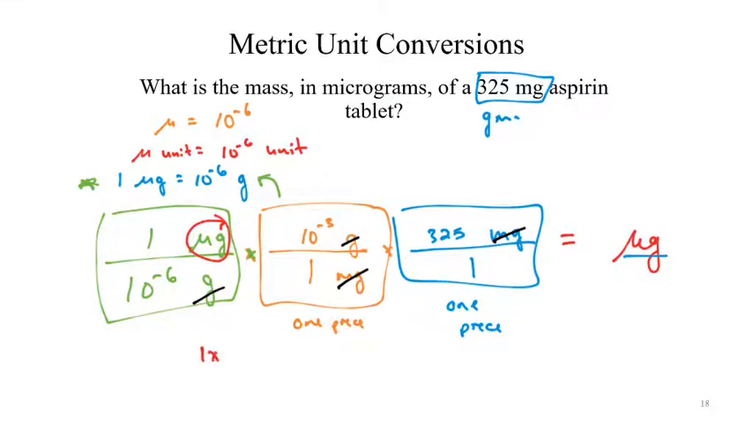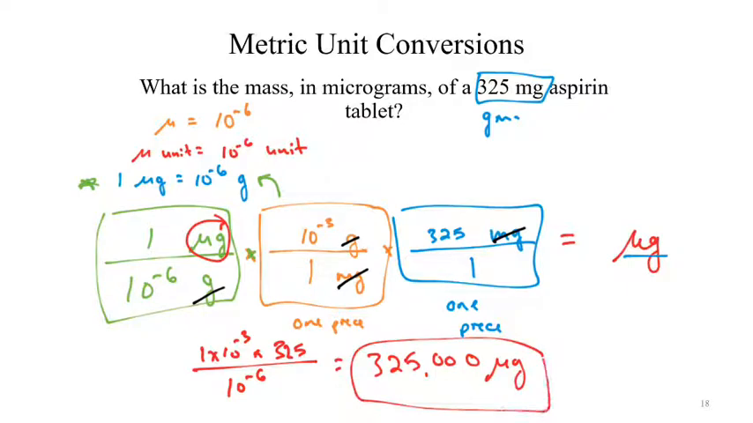I have 1 times 10 to the minus 3 times 325 all over 10 to the minus 6th. I can go through and enter it into my calculator, and what I should get would be 325,000 micrograms. So a really, really, really large number. Okay? And there we have it. We've got our conversion. So that's our basic process behind how we move it. The thing that's going to become more challenging in this next system is that you're responsible for finding those conversions.